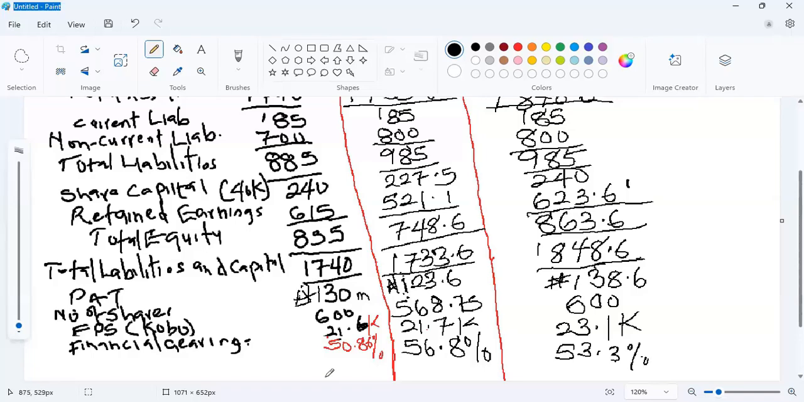$53.3% with proposal 2. Earnings per share will increase very well. Financial risk will also increase, but it's still better than proposal 1.